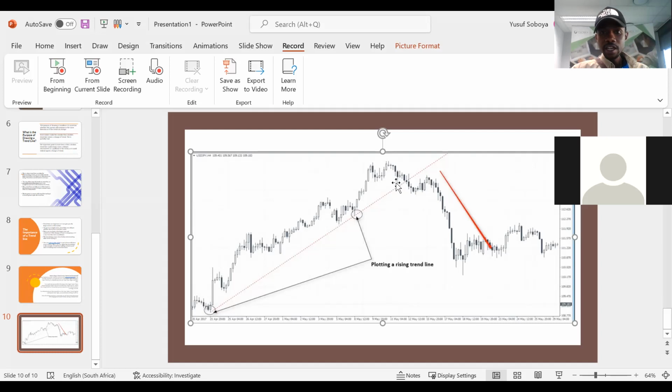Now you can see this type of candlestick. Between this black one, there's this one. It goes all the way up and pulls all the way down.